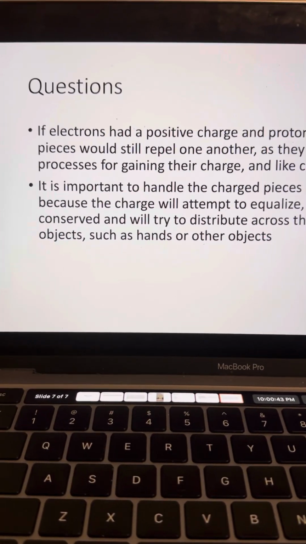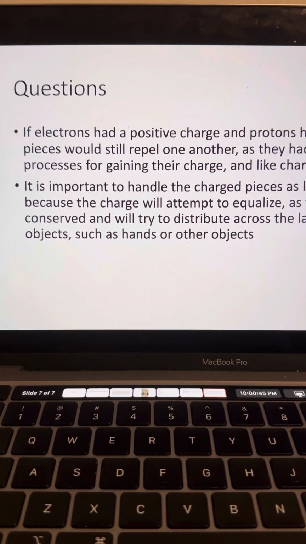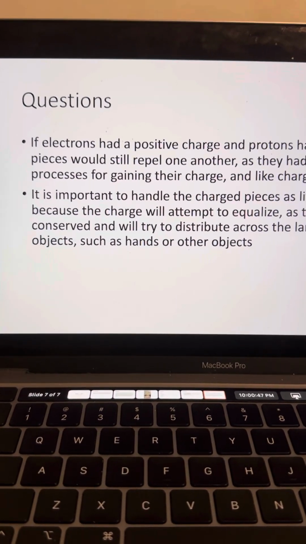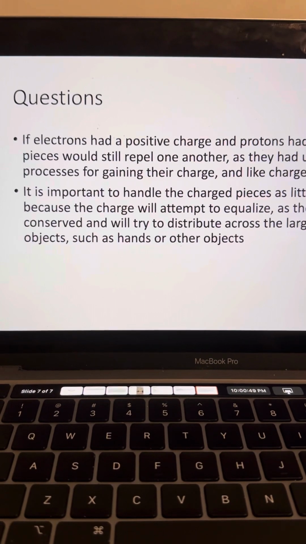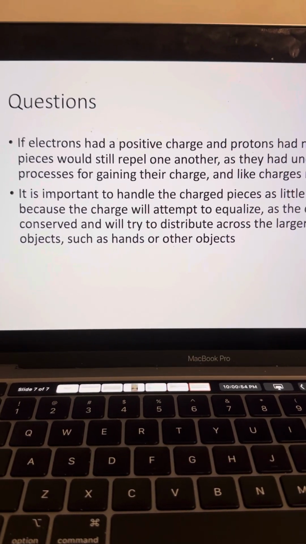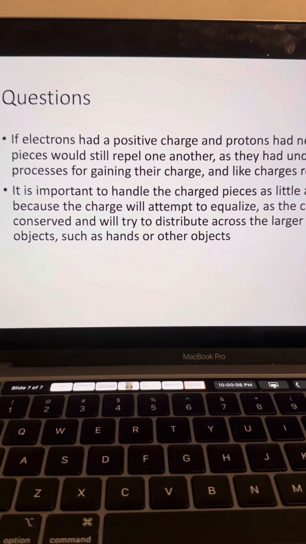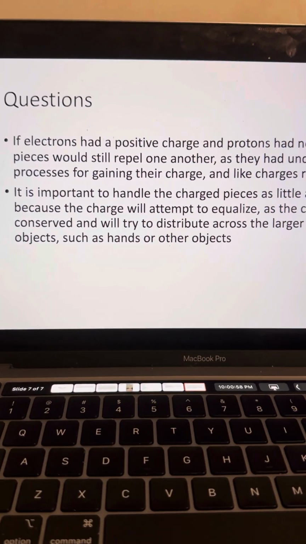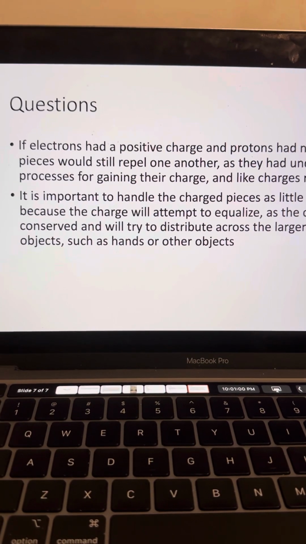So if electrons had a positive charge and protons had a negative, the tape pieces would still repel one another as they had undergone identical processes for gaining their charge, and like charges repel. So it doesn't matter if it was positive or negative, they would repel one another.